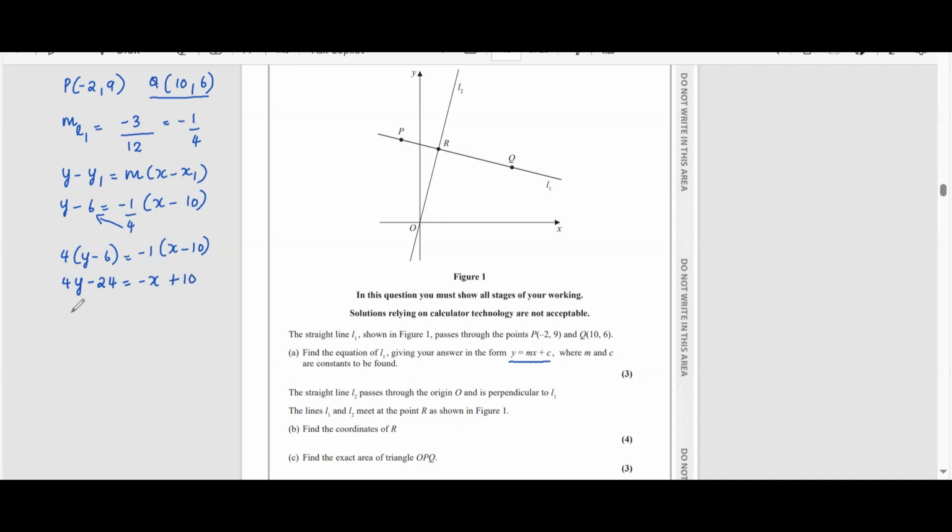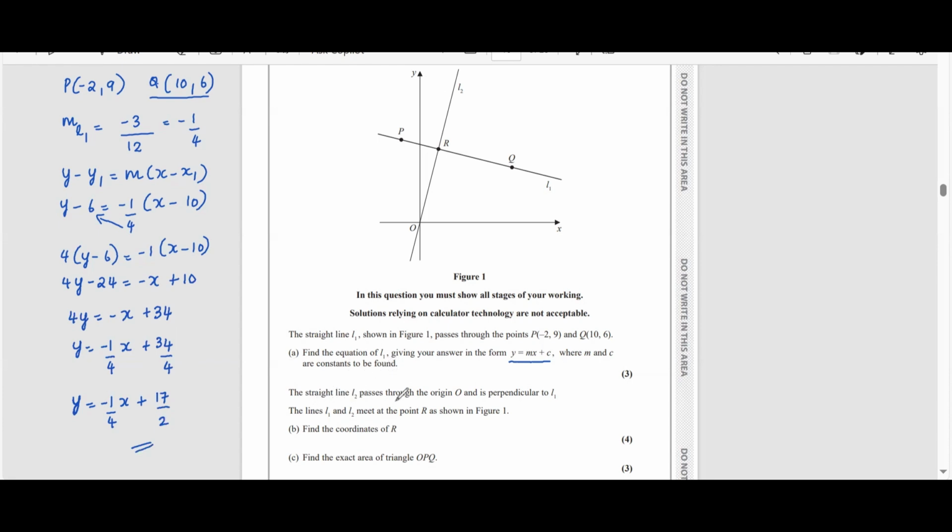So this gives us 4y minus 24 is equal to minus x, minus into minus is plus 10. Minus 24 goes to the other side. You will get 4y equals minus x, 10 plus 24 gives 34. So y will be minus 1 by 4x plus 34 over 4, dividing both terms by 4 separately. 34 over 4 can be simplified, so y equals minus 1 by 4x plus 17 over 2. This is the equation for the line L1.